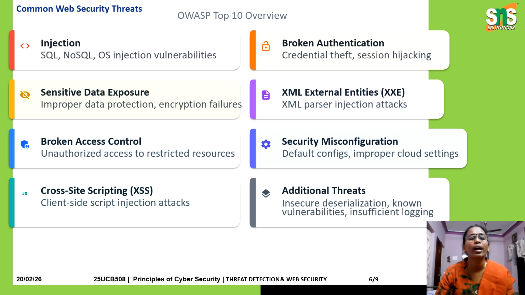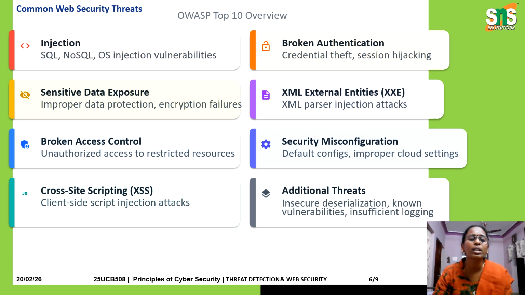Then sensitive data exposure: improper data protection and encryption failures. For example, when we get a CAPTCHA, only by scanning that CAPTCHA can we identify what the content is. Such preventive measures have to be taken. Then broken access control: unauthorized access to restricted resources, which can be prevented with systems like your antivirus or firewall.